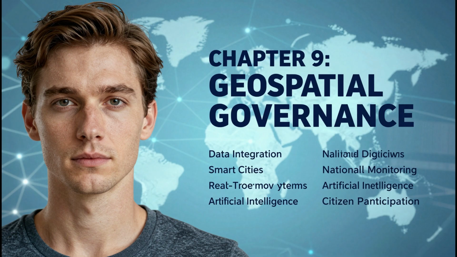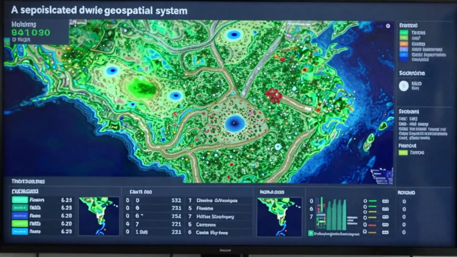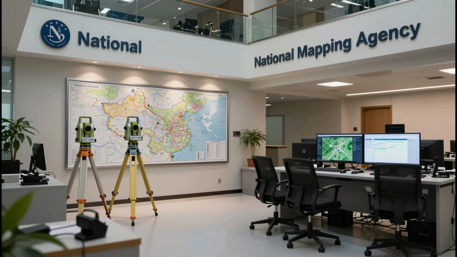Chapter 9. The future of geospatial governance. Future geospatial governance will focus increasingly on data integration, digital governments, smart cities, real-time information systems, national digital twins, climate monitoring, artificial intelligence, and citizen participation. Geospatial information will become even more central to national development strategies.